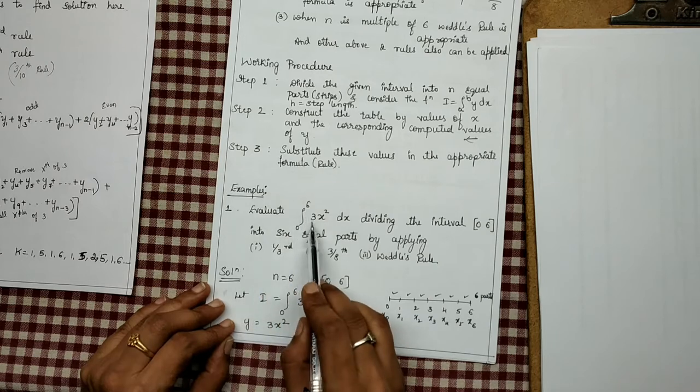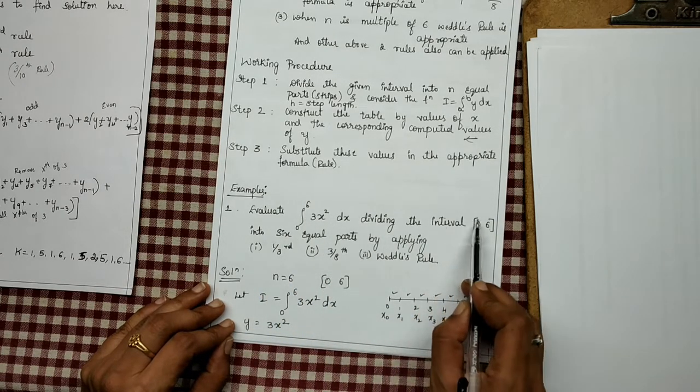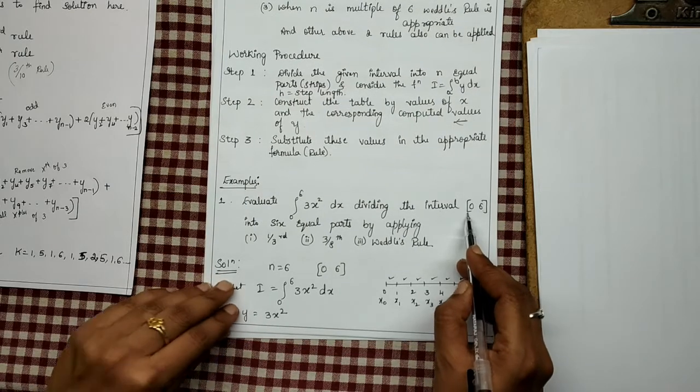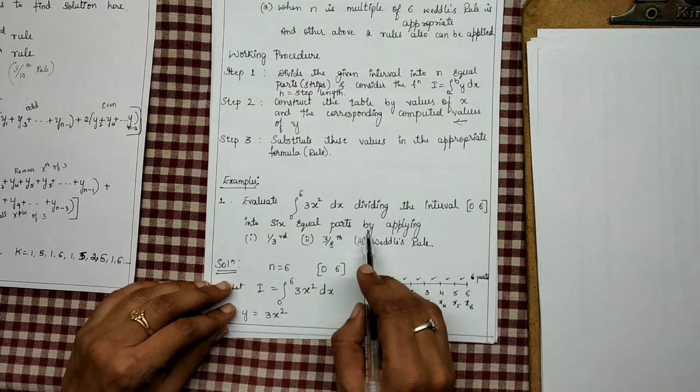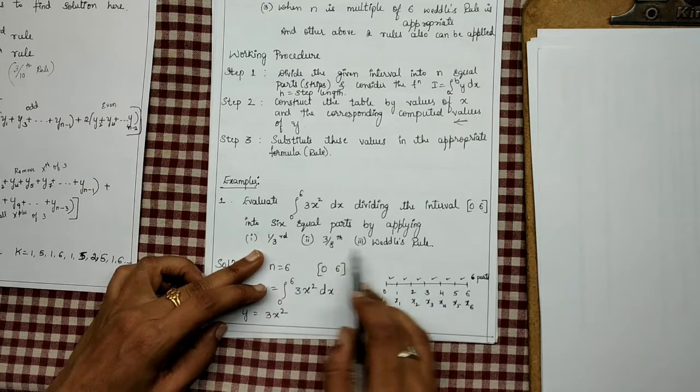Evaluate integral 0 to 6 of 3x square dx, dividing the given closed interval 0, 6 into 6 equal parts by applying the 1/3, 3/8 and Weddle's rule. See, they are asking us to solve this problem by all these three rules.